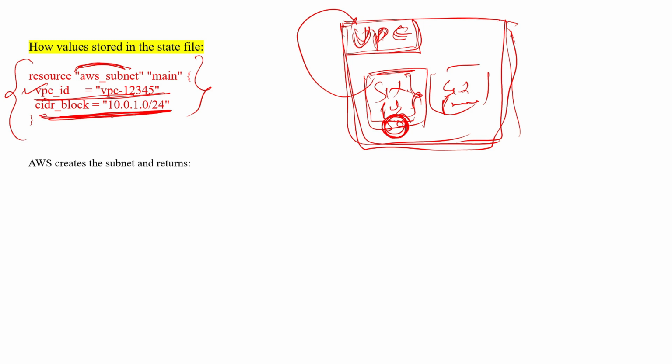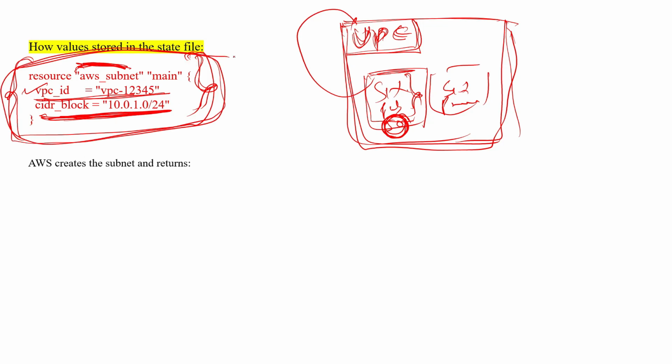So for that, we define the CIDR block. Here we are creating a resource, which is your subnet, and we have given the required input, VPC ID and the CIDR block. Based on that, a subnet will get created. Once this particular section is executed by Terraform and the subnet is created, Terraform is going to store the current state of this subnet in the state file.